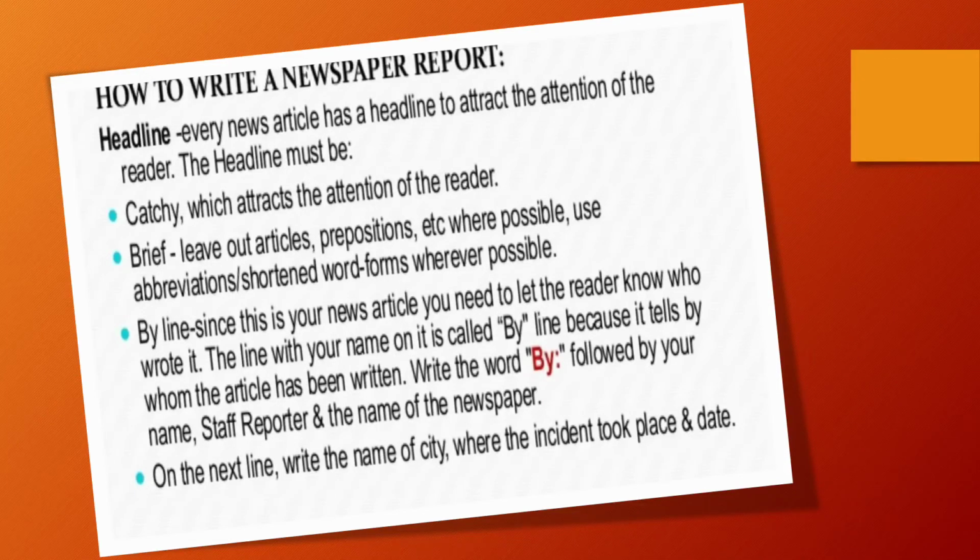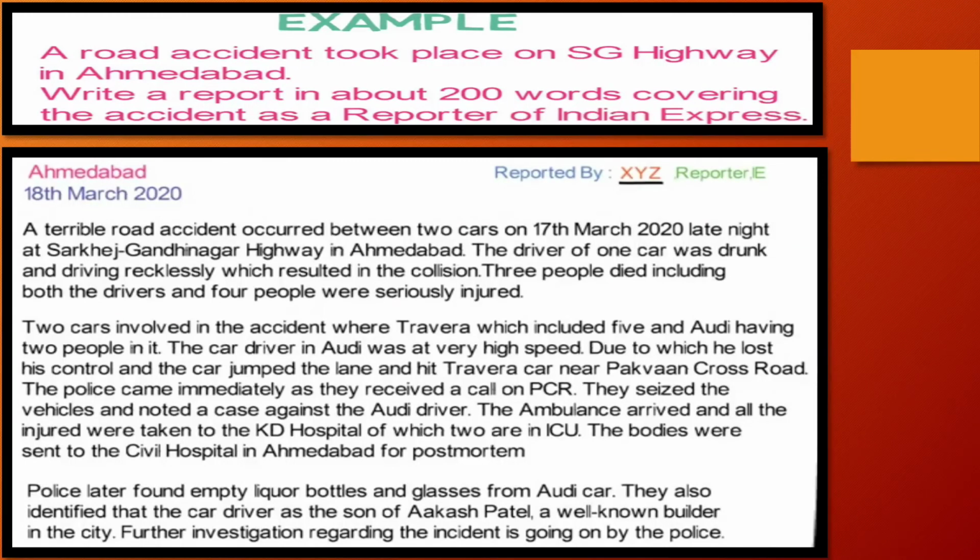By lines: since this is your news article, you need to let the reader know who wrote it. So your byline is most important, which is given in the question, not your actual name, followed by name, staff reporter, and name of the newspaper. And on the next line, write the name of the city where the incident took place and the date. After this, you just see this example is given. A road accident took place on SG Highway in Ahmedabad. Write a report in about 200 words covering the accident as a reporter for the Indian Express. So see the date and city name is given, reported by this and that, three paragraphs: when this incident happened and what was involved, everything in an elaborated way. Second paragraph, and third is the conclusion.